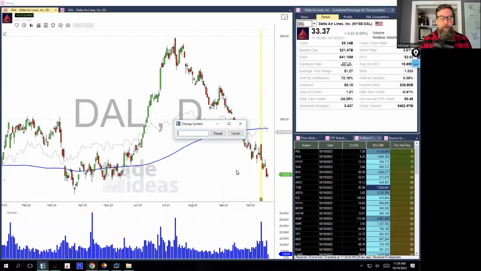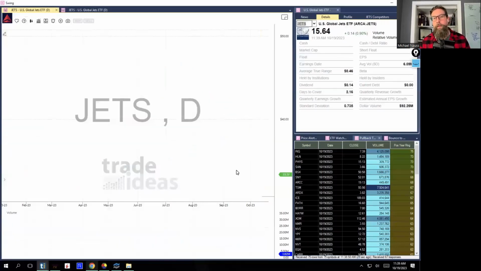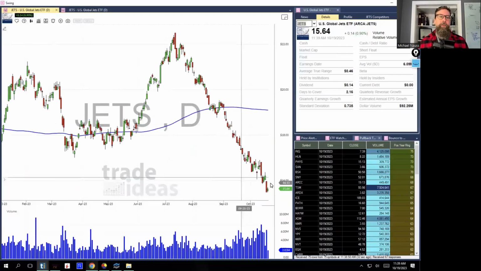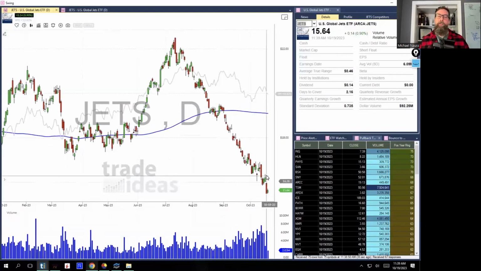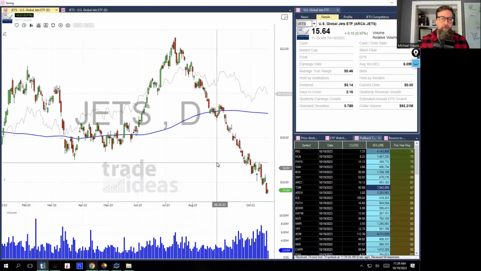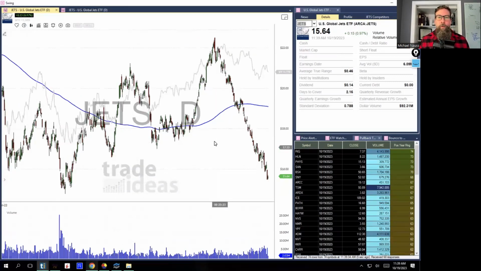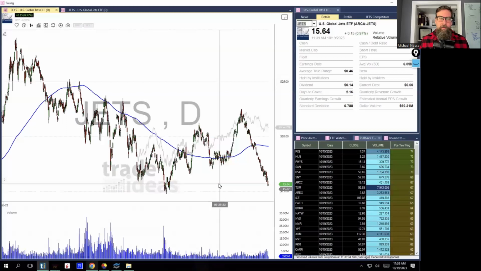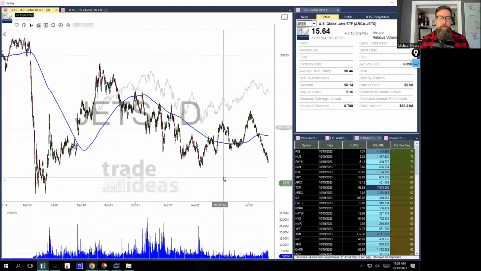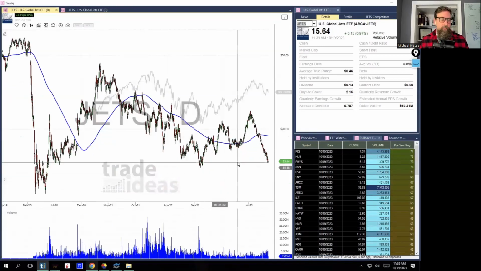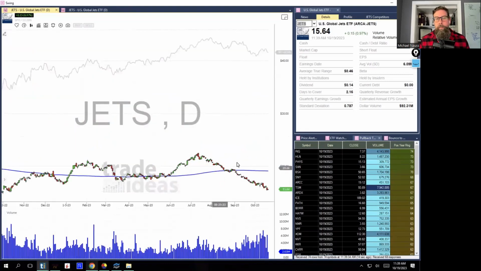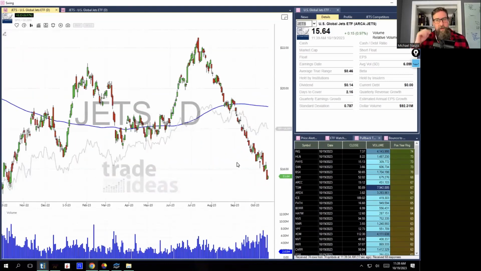JETS is another way to play this. JETS is an index that has Delta, Southwest, American Airlines. Those are the only 3 Yankee airlines that I know. There's another way to play it, kind of diversifies it out a bit. But yeah, you're playing an oversold bounce. If you want to talk about bad industries, I mean, they say the easiest way to become a millionaire is to start with 100 million and invest in airlines. Yeah, they're tough businesses.